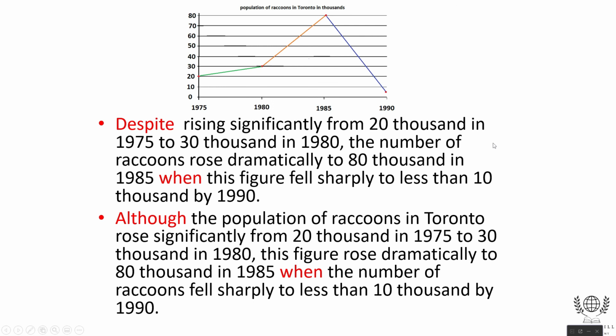So again, we can use a combination of despite and when, or although and when, to combine these important trends together. Once again, be careful with your punctuation. When starting a sentence with despite and although, make sure to put a comma after the first trend. But when using when in the middle of a sentence, we do not put a comma because when is in the middle of the sentence.